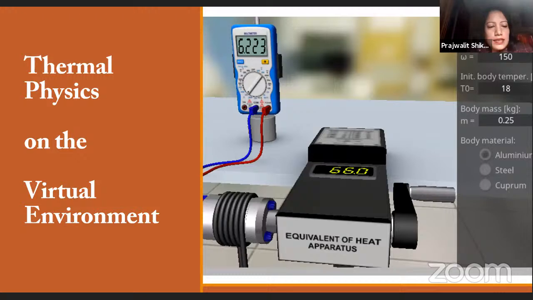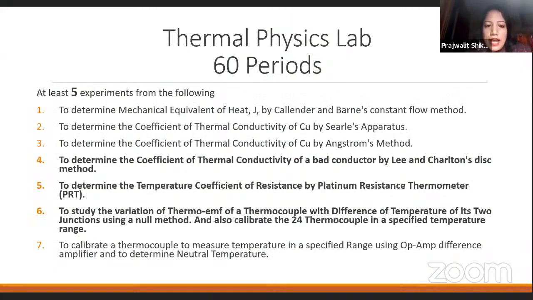Today, I will be discussing thermal physics experiments in the virtual environment. First of all, if you look at the syllabus, you will find that the minimum number of experiments is given to the thermal lab. What is the reason behind that? You can do only at least 5 experiments from the given list, because a lot of time is consumed in doing a particular experiment in thermal physics.